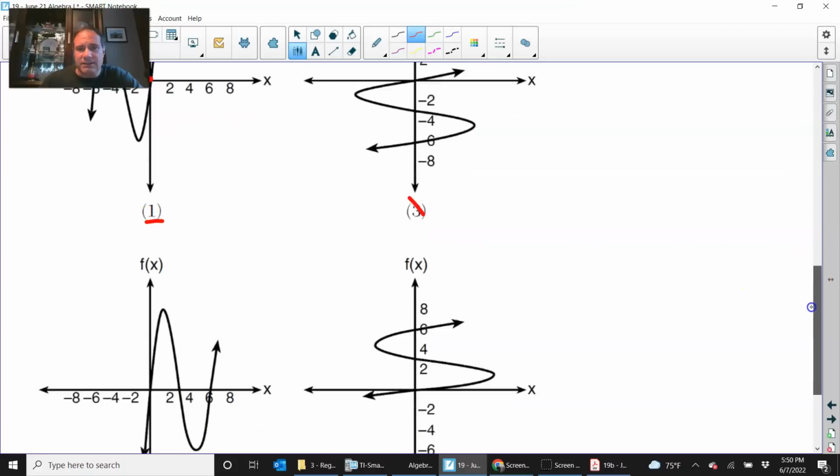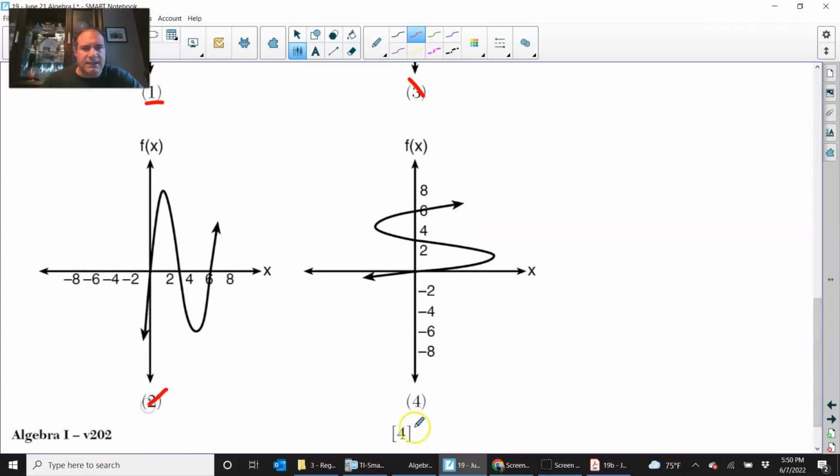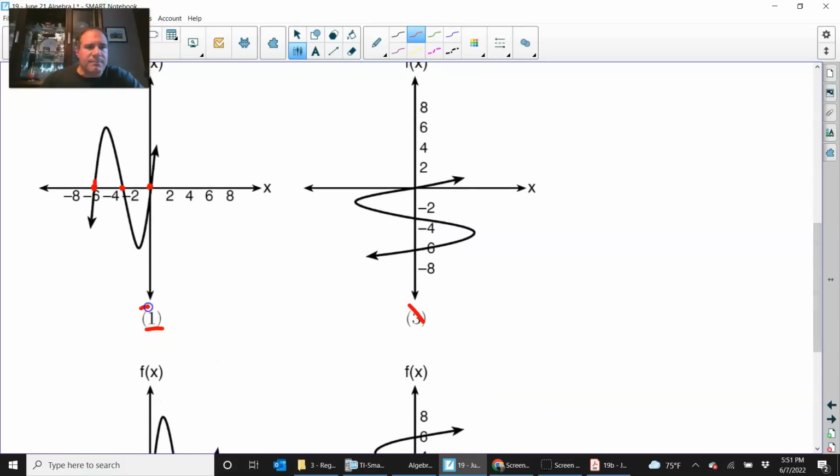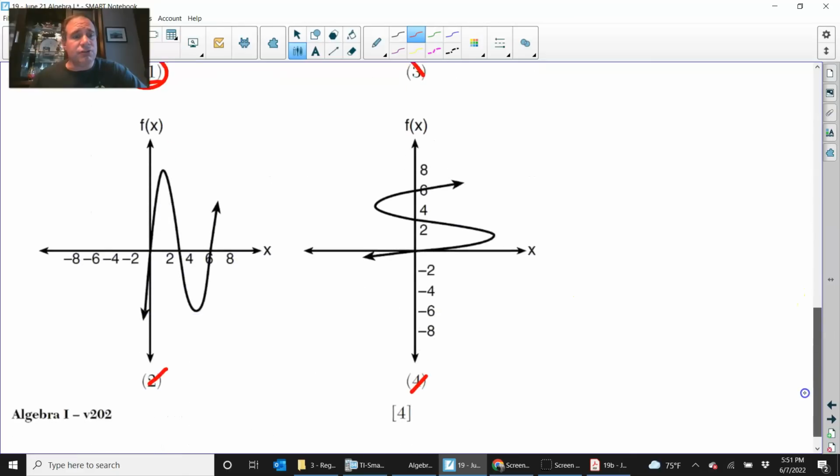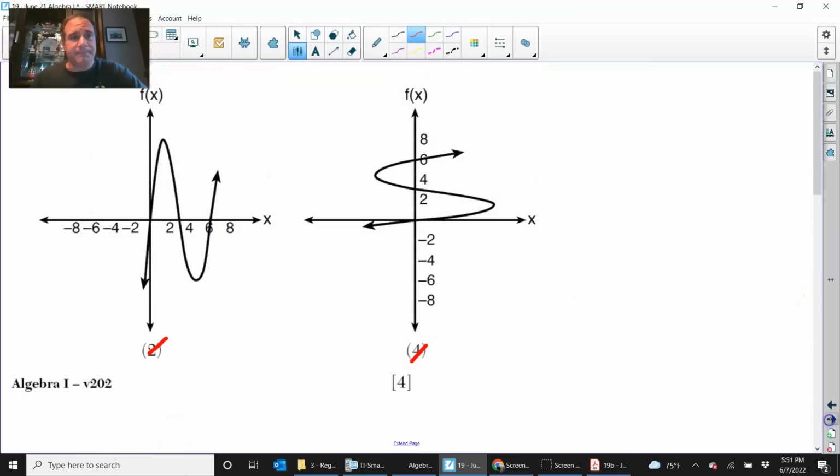Let me just check to see the other ones. This is definitely not the answer. This is definitely not the answer. One is your answer just by looking at the calculator. Don't do anything else. Graph it, and then you're good.